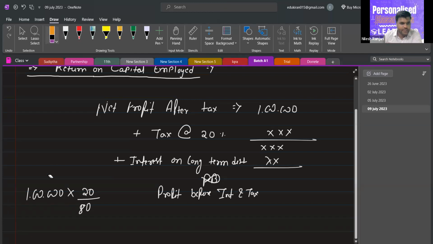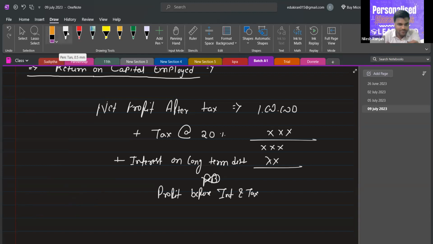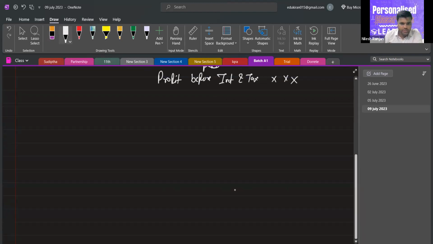Okay, fine. Then you understand, you remember the concept of net profit before interest and tax. This is how we calculate our net profit before interest and tax. It is actually already written by you, so I don't think it is necessary to copy this. Now, capital employed.